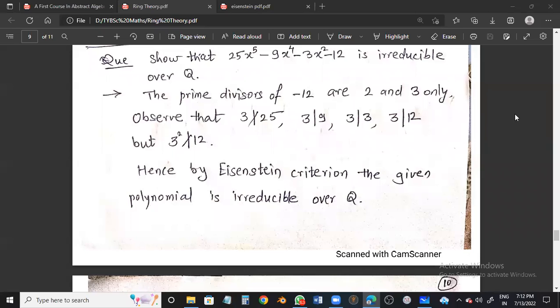Hello all. We continue again with factorization of polynomials. Let us deal with the question. Show that 25x^5 - 9x^4 - 3x^2 - 12 is irreducible over Q. So let us use our Eisenstein's criterion.